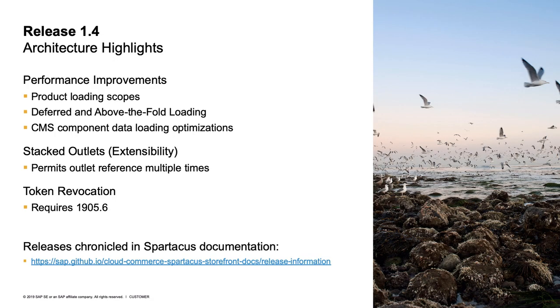So here's a quick overview of some of the highlights for 1.4, since that's what's new since last time we had a Sparta-Town. Architecture highlights include many performance improvements, like scopes for product loading, which allows data to be loaded in specific ways so that you speed up loading of anything related to products. Deferred and above-the-fold loading means information is only loaded when needed, and there are optimizations for dealing with CMS components. We added improvements to extensibility with stacked outlets, which permits an outlet to be referenced multiple times.